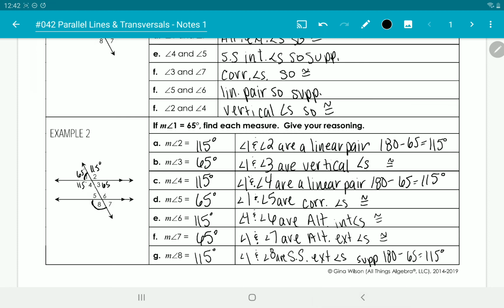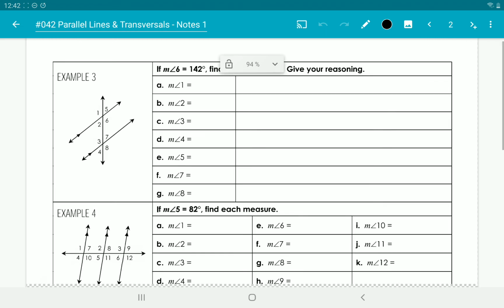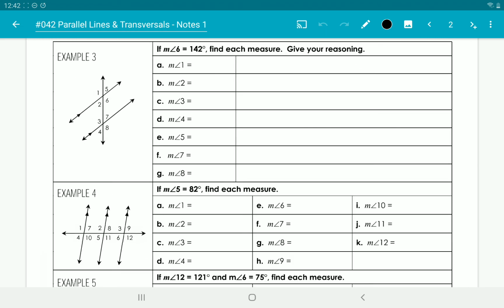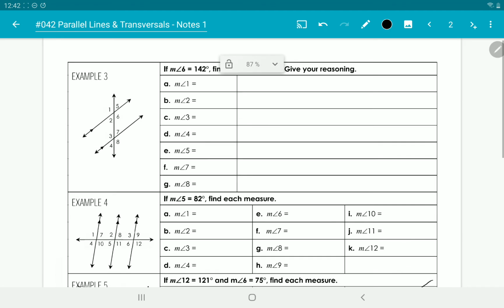Okay, so each angle on these is either going to be the same, or it's going to be 180 minus the other one. So let's go into the next one. I'm going to go over example 3, and then you're going to try example 4 on your own. And then we're not going to do examples 5, 6, and 7. You can go ahead and mark those out. Okay, so example number 3.